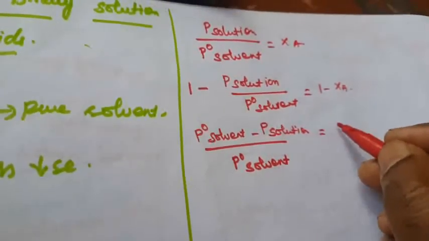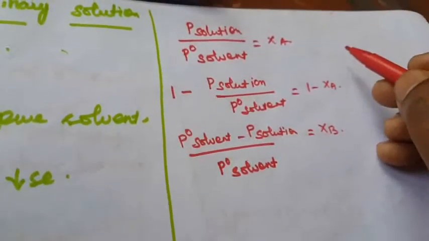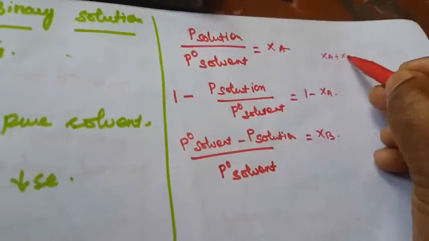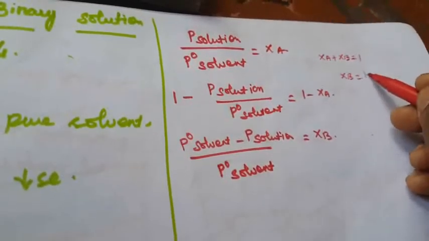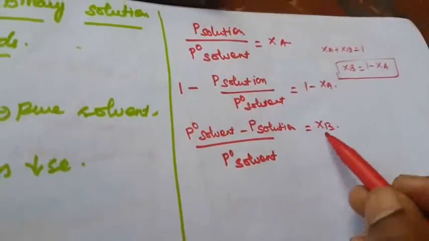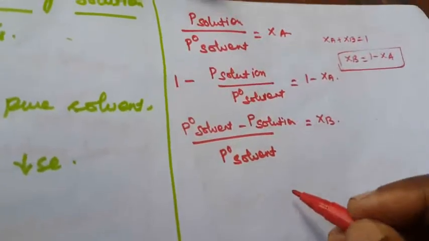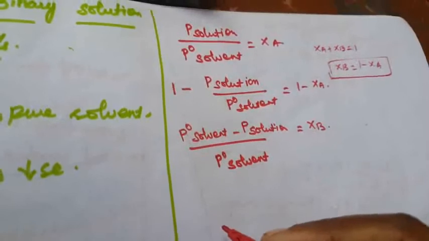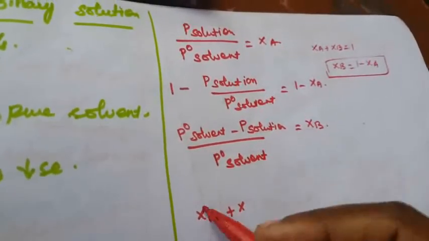is equal to XB. What we already know is that XA plus XB equal to 1. So what is XB? XB is equal to 1 minus XA. So that is the reason we substitute here: 1 minus XA is equal to XB. So XB is the mole fraction of the solute. XA plus XB is equal to 1.